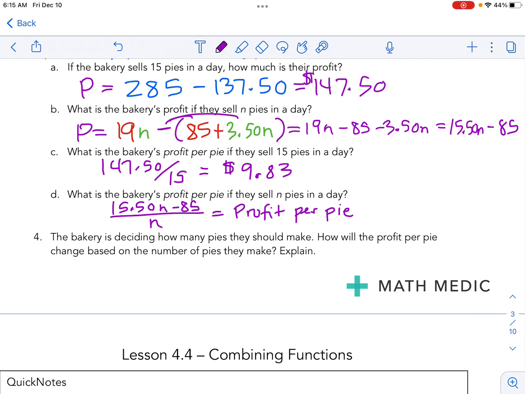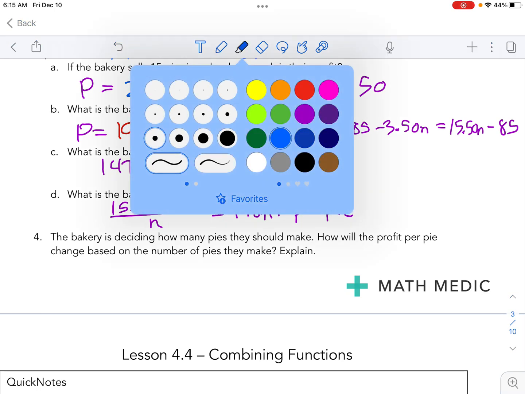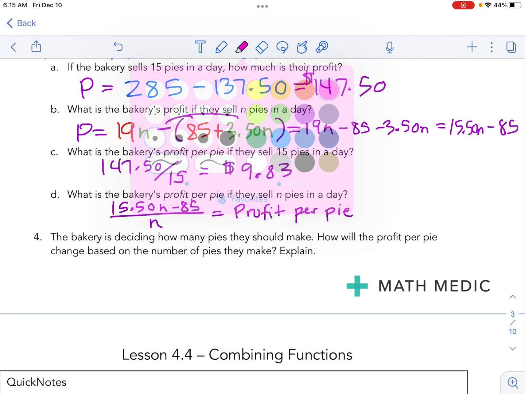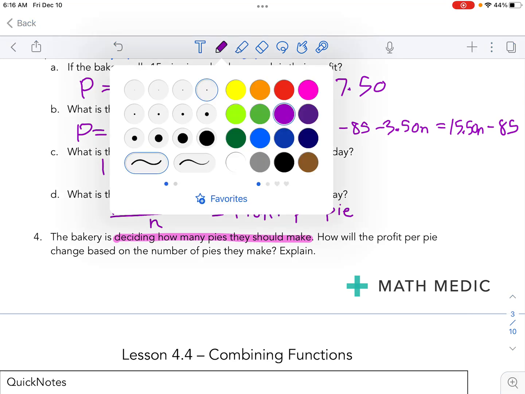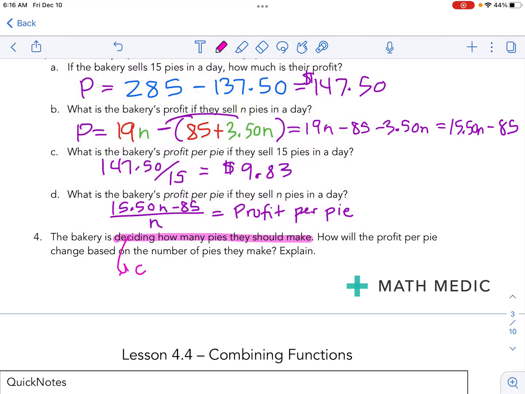Okay, so the bakery is deciding, this last question here, how many pies they should make, how the profit per pie changed based on the number of pies they make. Explain. So if we think about this, we're looking at how many pies we should make. So we're looking at changing n, basically, right? That's kind of where this is going. Deciding how many pies they should make, so that is changing n.